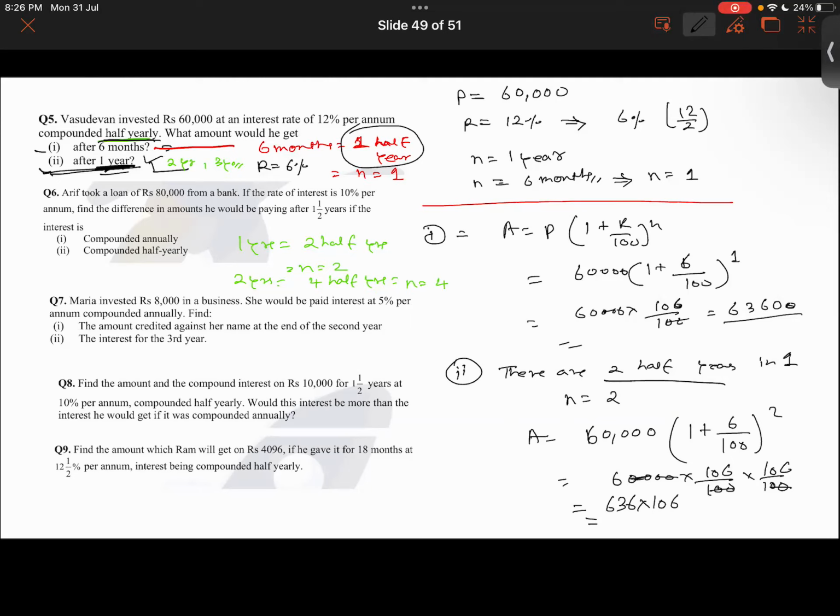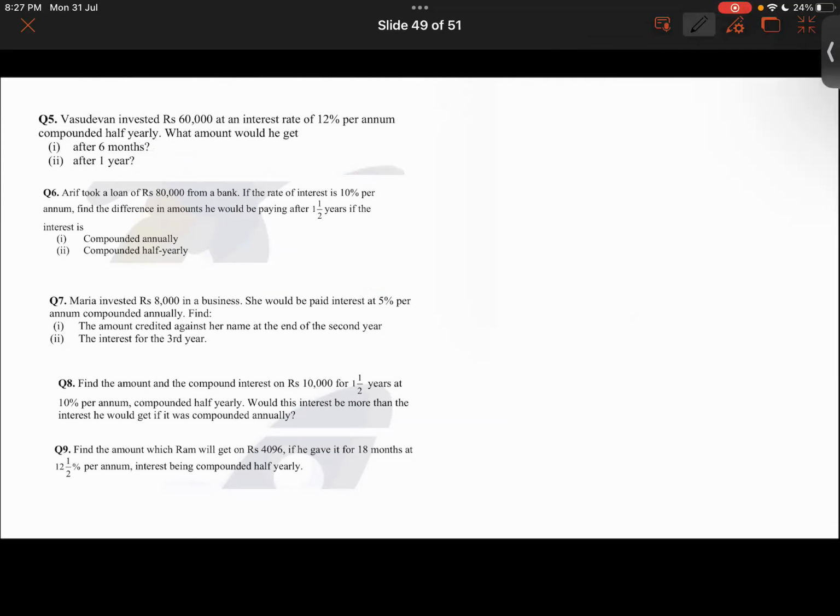See question number 6. I will just briefly explain these questions because you are required to solve them as part of your assignment. So Arif has taken this loan from a bank and the rate of interest is 10% per annum. Now we need to find the difference in the amount he would be paying after 1.5 years if the interest is compounded annually and then half yearly. So first, you will calculate the amount for the first year.